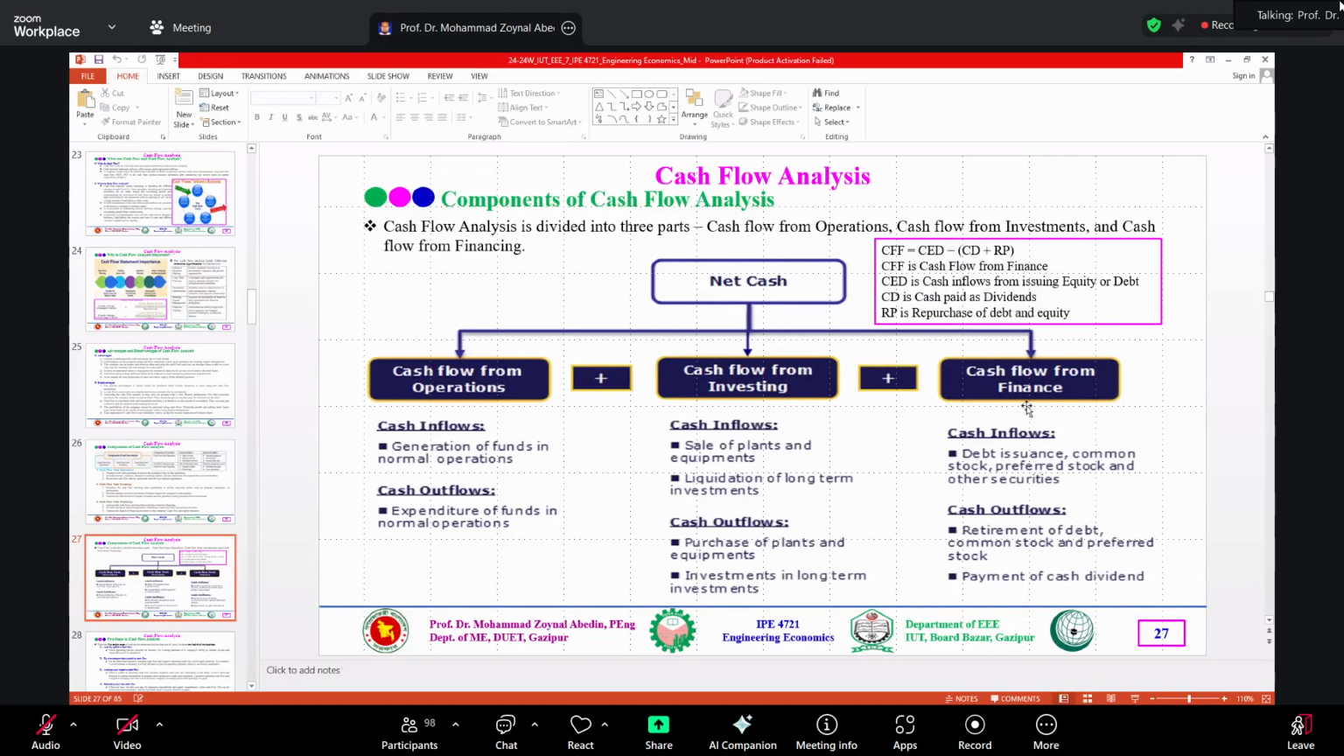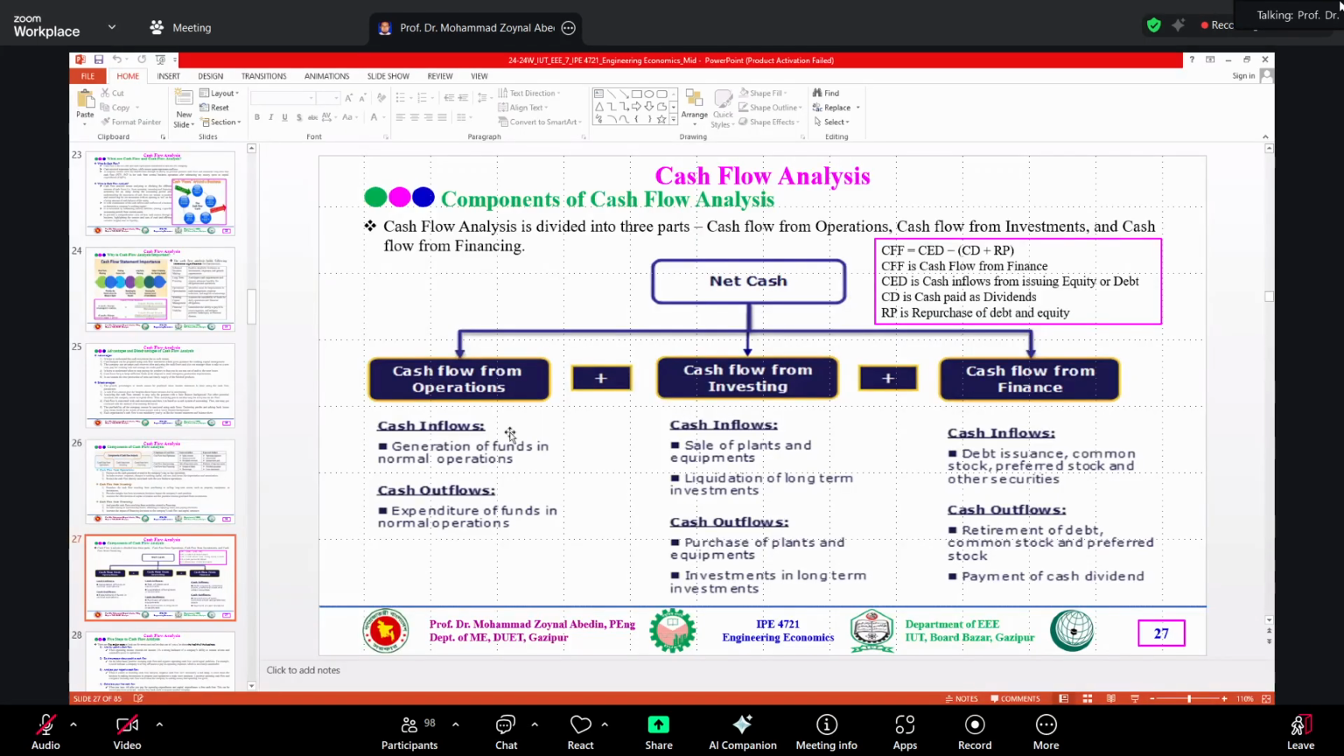Plus cash flow from financing. Cash inflows: debt issuance, common stock, preferred stock, and other securities. Cash outflows: retirement of debt, common stock and preferred stock, and payment of cash dividends.